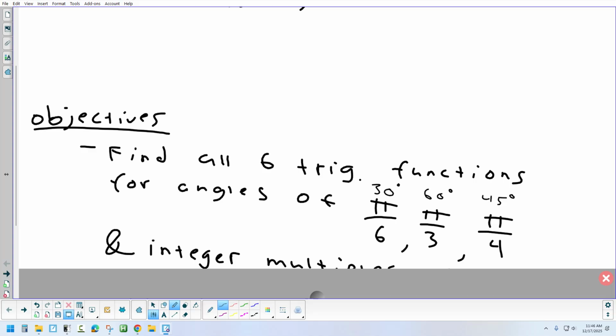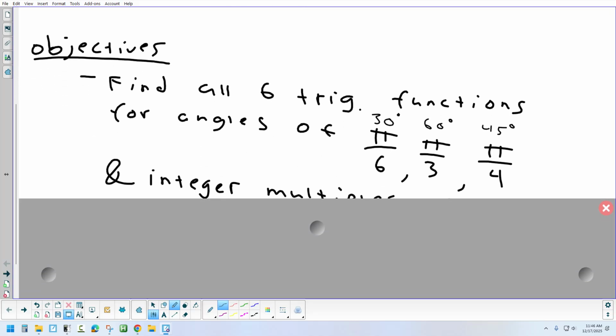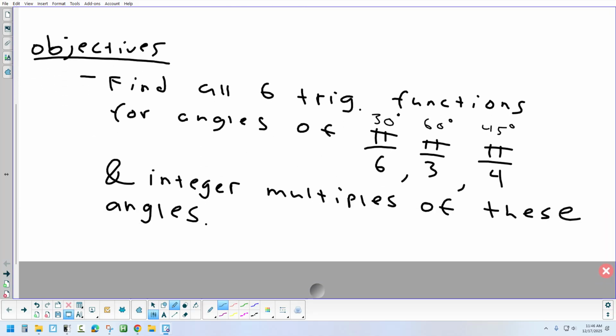So we'll start with the 30, 60, 45. And once we know those 3, then the multiples are very easy. Like 120, that's a multiple of 30. 150, that's a multiple of 30. Okay, so this is very similar to what we've been doing all along.